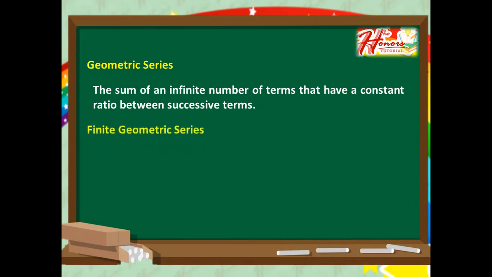So what is a finite geometric series? This is the formula for a finite geometric series. So we have here S sub n equals a sub 1 times the quantity of r raised to n minus 1, all over r minus 1.